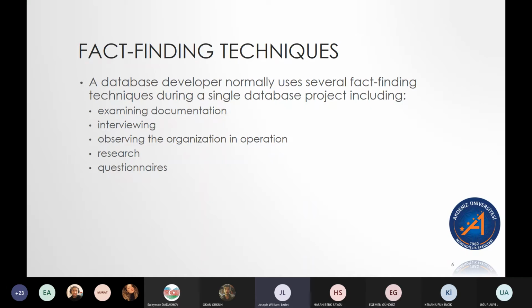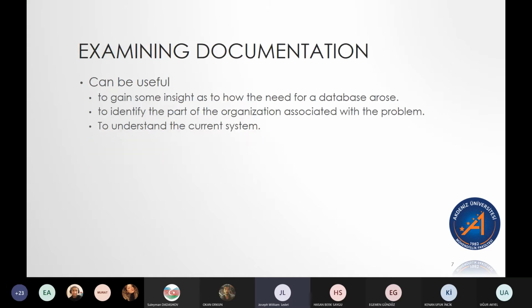We'll talk about these 5 specifically in detail so that we can understand what each is good for and what each may be lacking in, why there might be some problems. Okay, so first, examining documentation. A system will probably have certain types of documentation, user guides and stuff like that, to help users know how to use the system.